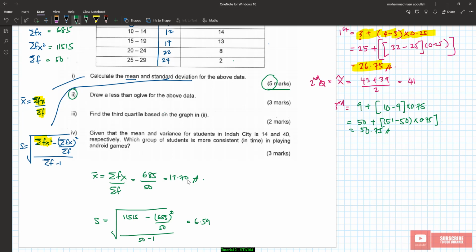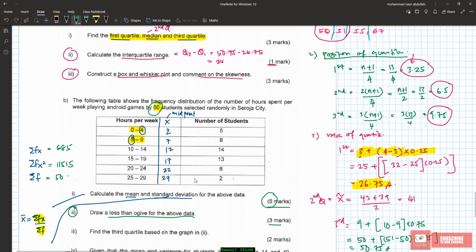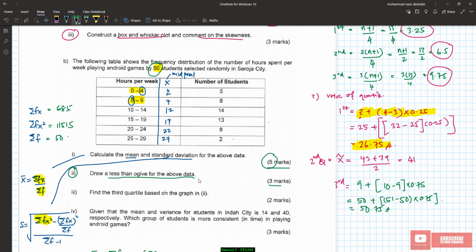So now number 2. Draw less than or give for the above data. So 3 marks. So less than or give require apa? Require a class boundary, right? So you need to construct a class boundary. This is from 0.5 to 4.5, 4.5 to 9.5, 9.5 to 14.5, and this is 14.5 to 19.5, and so on lah. And 5, 24.5 to 29.5.